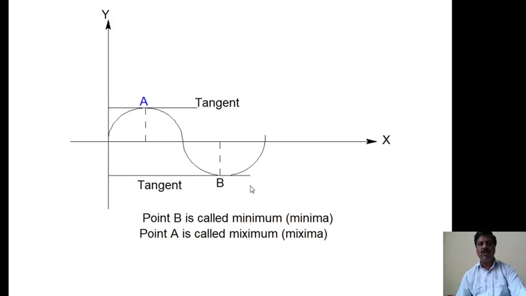Similarly, for the lower point, the value is the minimum. The minimum is the maximum downward displacement from the reference line, called the minima or minimum value. Here is the lowest value.